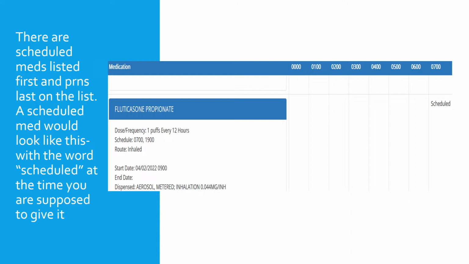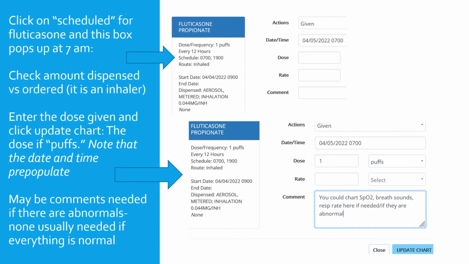The PRNs, however, will just have blank spaces in the time column, and you will need to choose the appropriate time, click on it, and chart from there. If you click on the word scheduled for fluticasone at 7 a.m., this box pops up, and you can use it to document the details of your medication administration.